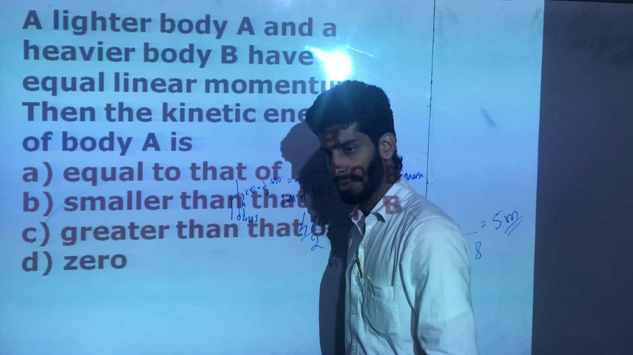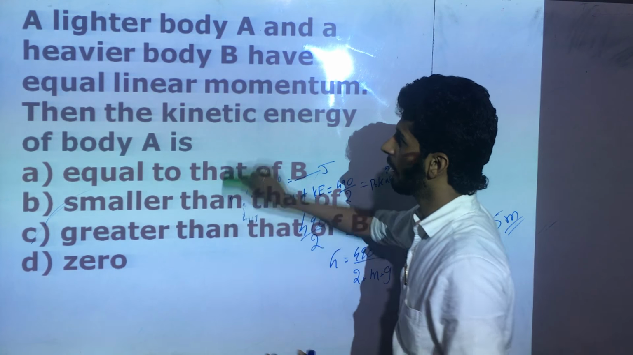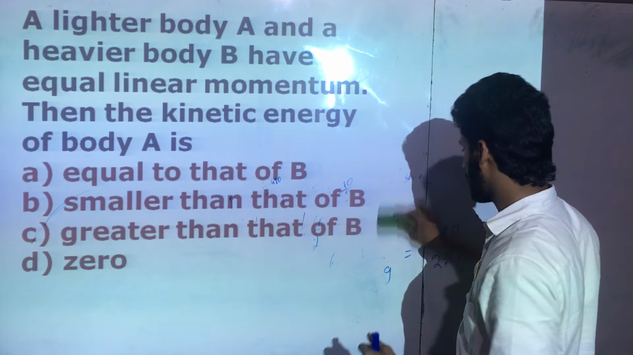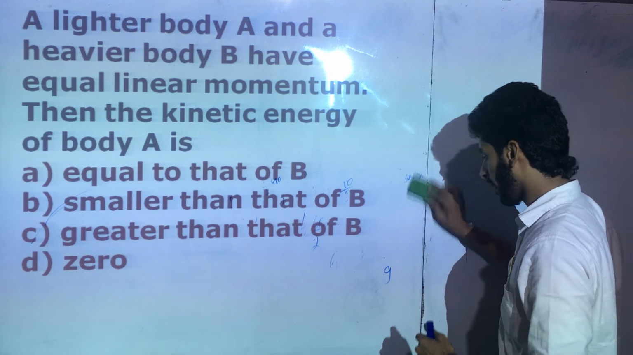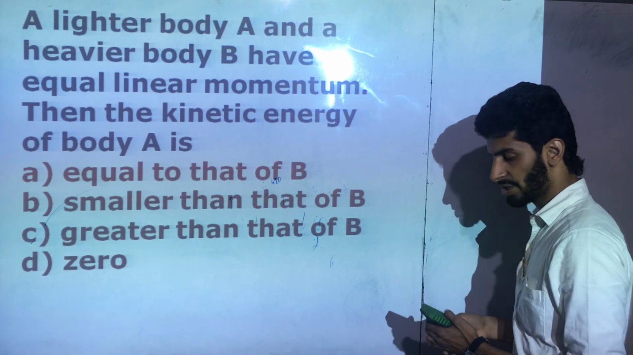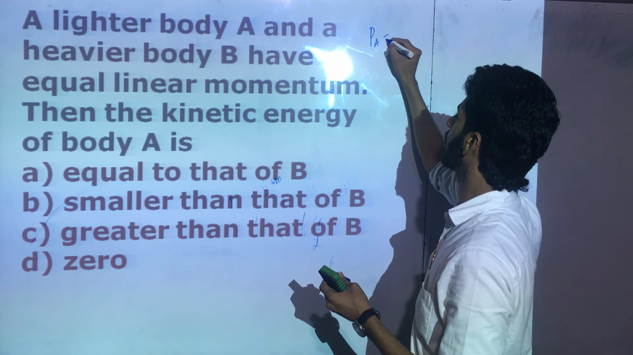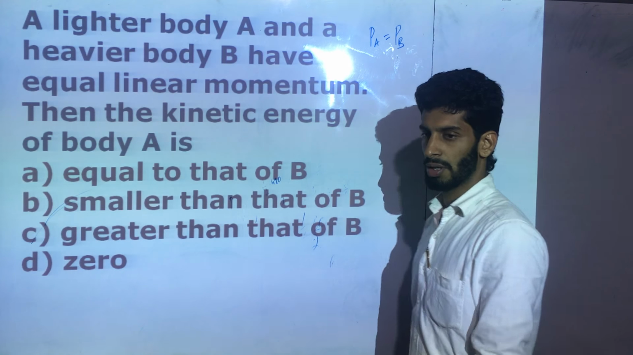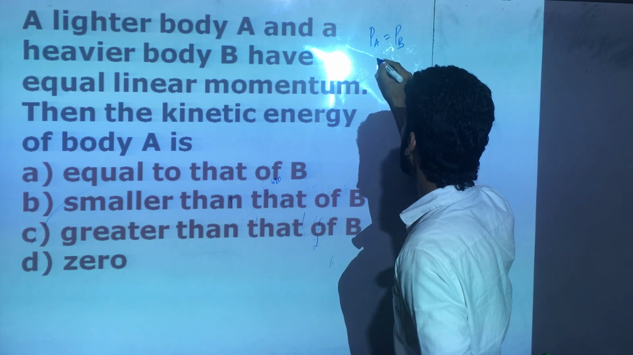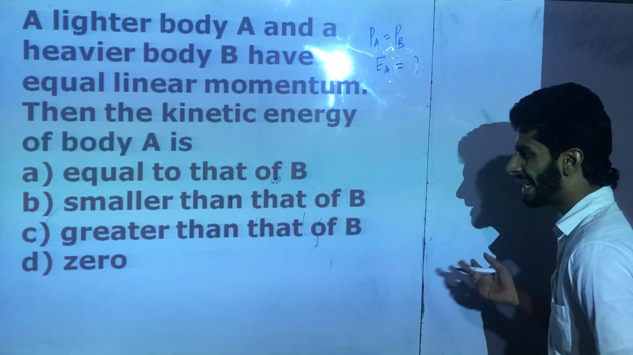We've got a question here. You've got two bodies, A and B, and they have equal linear momentum. So PA is equal to PB. That's what they have given. So both of them have equal linear momentum. The question asks whether the kinetic energy of A, EA, is greater than, lesser than, equal to, or 0.